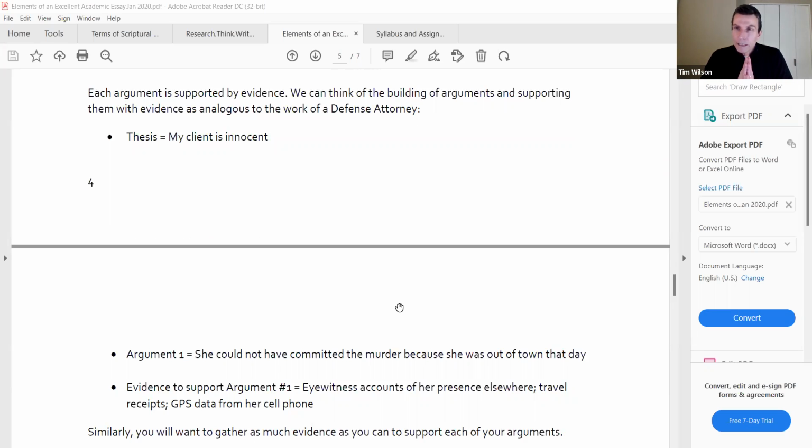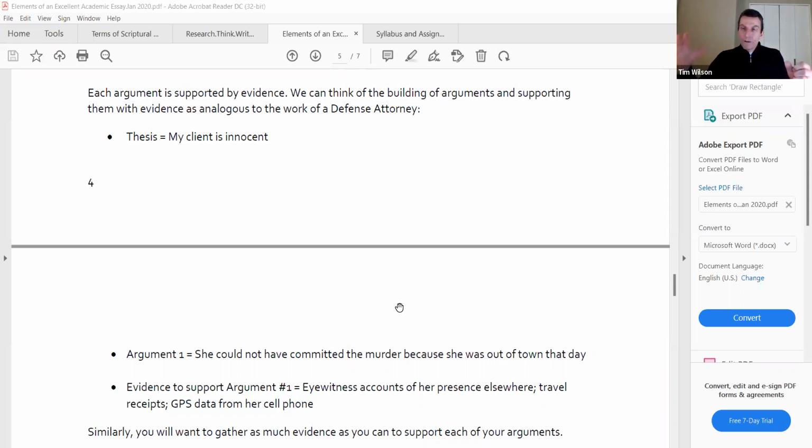They're going to have character witnesses. They're going to say she couldn't have done it because she's an upstanding person of the community. And my evidence, I've got these character witnesses to back me up. Argument two, she didn't even have opportunity to commit the murder because she was out of town that day. Evidence, I've got eyewitness accounts of her presence elsewhere. I've got travel receipts. I've got GPS cell phone data.